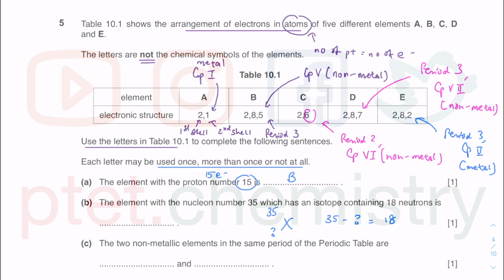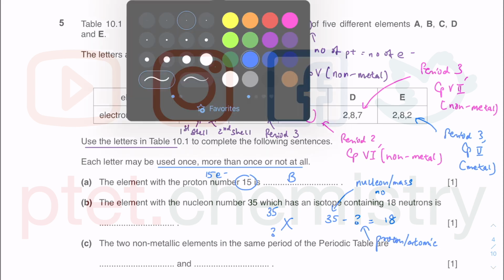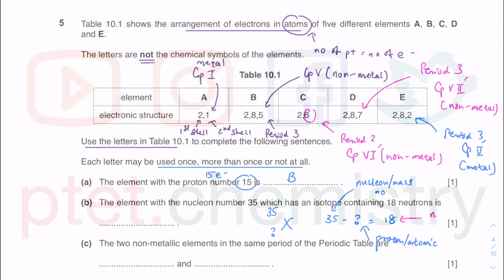Nucleon number minus the proton number, or the mass number minus the proton or atomic number, will give you the number of neutrons. Since we know that, we then have to work out our missing piece. Moving the missing piece to the other side, you get the unknown as 35 minus 18, so the unknown equals 17. You work this out on your calculator.